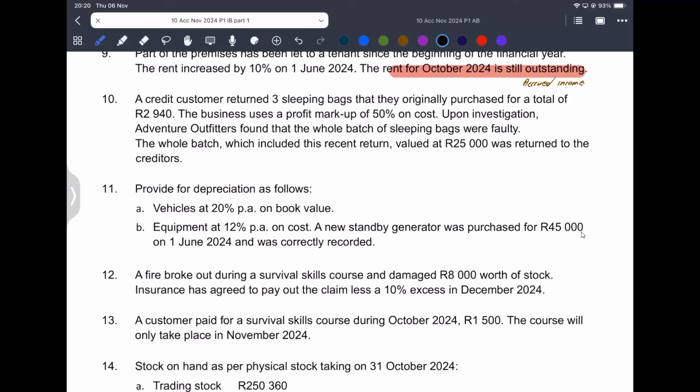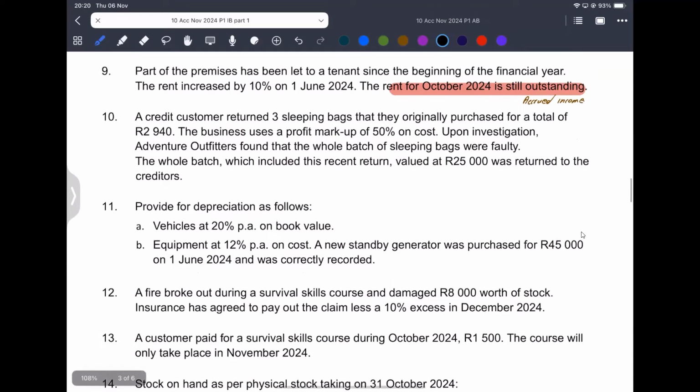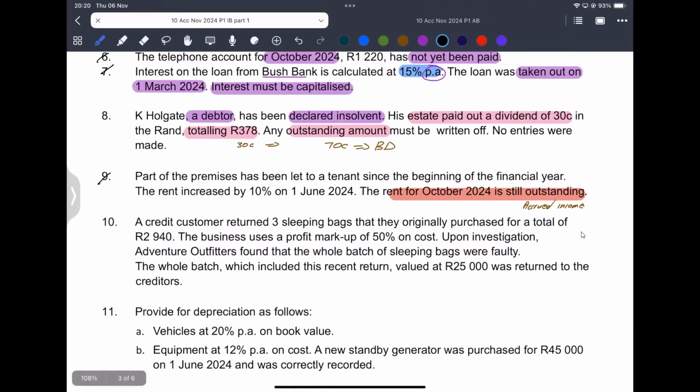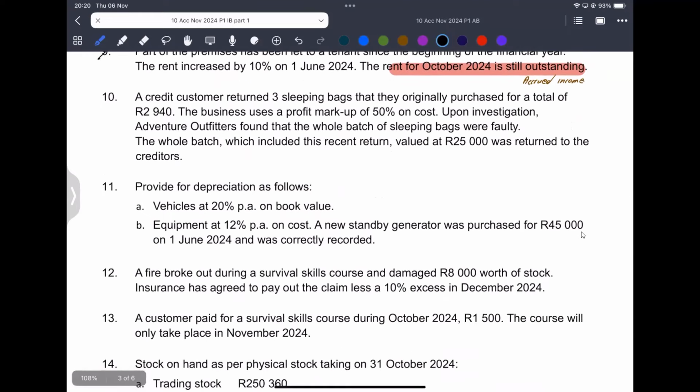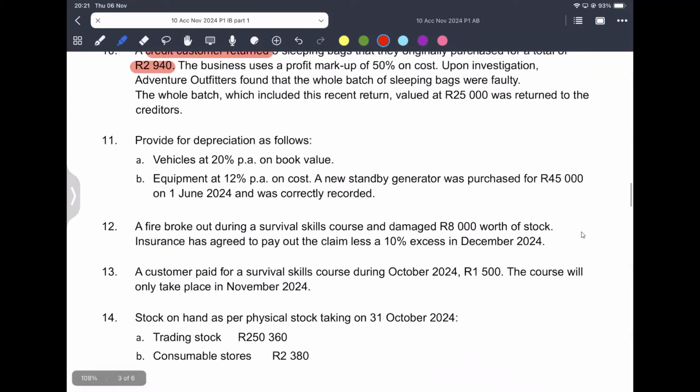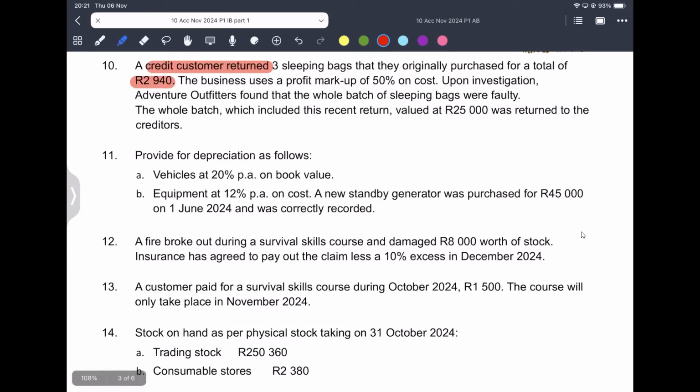Right, let's read the next one. I've done up to number 9, I've done 8. The next one says a credit customer. A credit customer is a debtor. I need you to understand that. Oops, returned 3 sleeping bags that were originally purchased for a total of 2,940. Let's just stop there. What am I saying now? When a debtor returns goods, how many accounts will be affected?